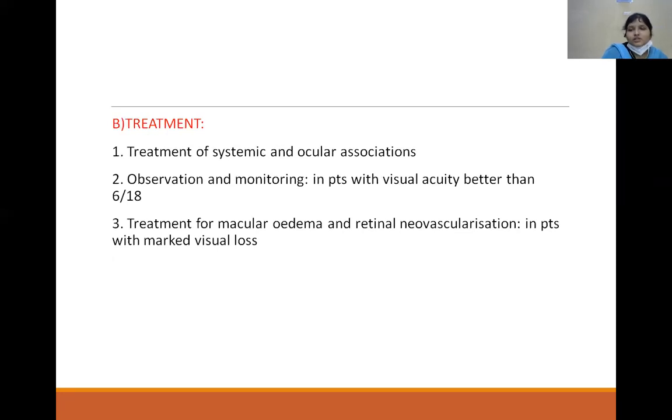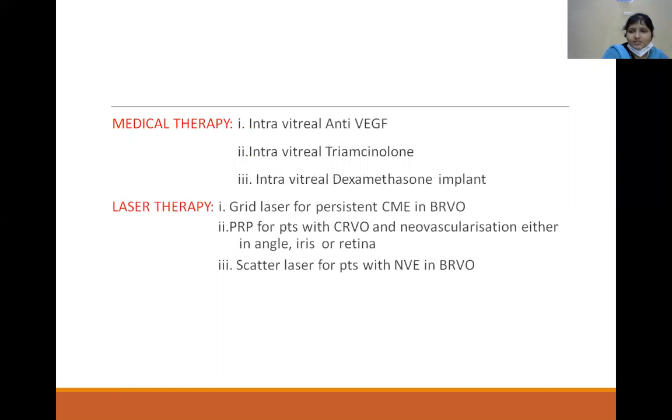For patients with vision less than 6/18, the main cause of drop in vision is involvement of the macula, when there is macular edema, or when there is retinal neovascularization. So in such cases, we have to treat the patient. What are the various treatment modalities available?